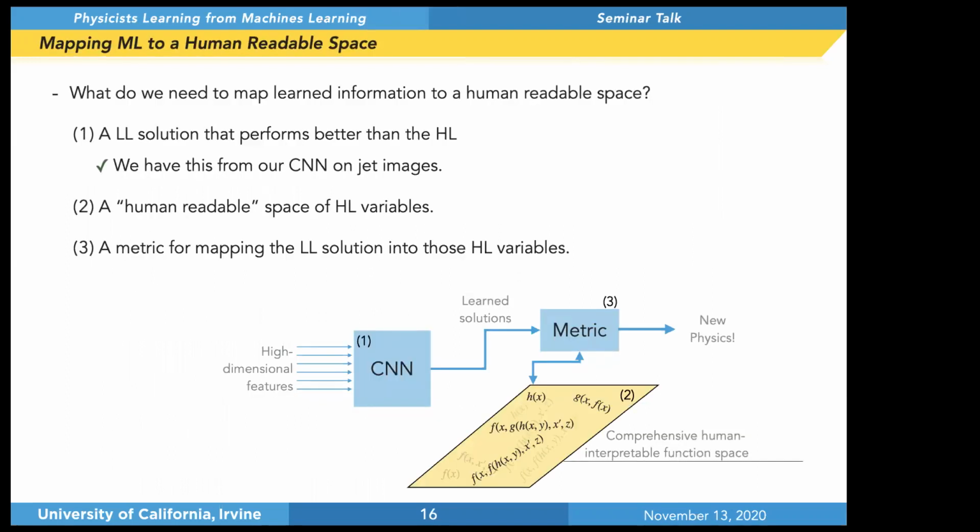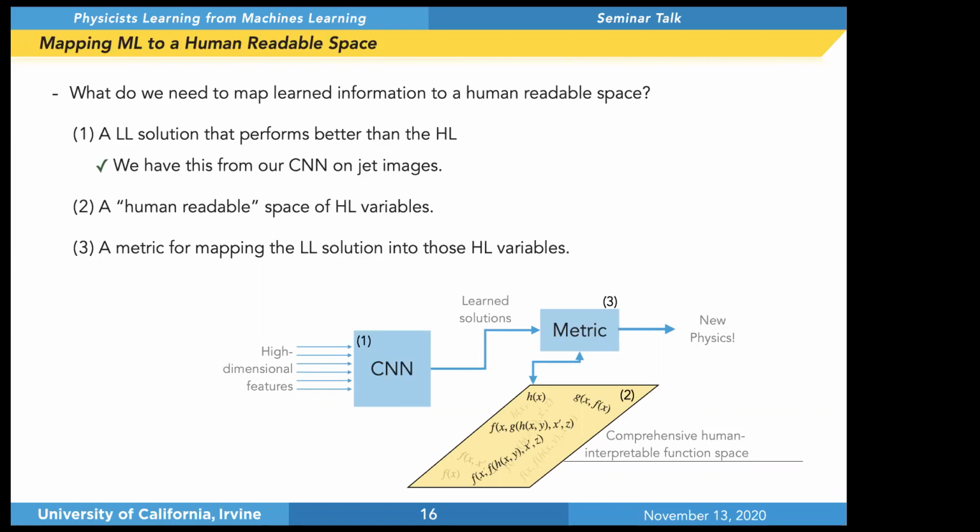So this is a little cartoon describing the approach that we take. There are three components that you really need. The first is some kind of low-level solution where you think that there's extra information being learned. And this is the information that we're going to try to map into a human readable space. For us, this is a convolutional neural net on jet images. The second thing is a space of information where the information that you're missing might exist. For us, this is going to be energy flow polynomials, and I'll explain that in a second. And then the third component is a high-level version, a metric that's going to help us map this missing information from the low level into this space of high-level observables.